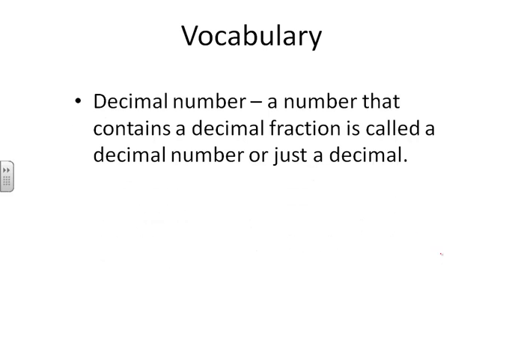Our vocabulary is simply a decimal number. What is a decimal number? Decimal fractions is called a decimal number, or just a decimal. It's got a point involved in it. 0.3 is a decimal. You'll see this as we go through it.